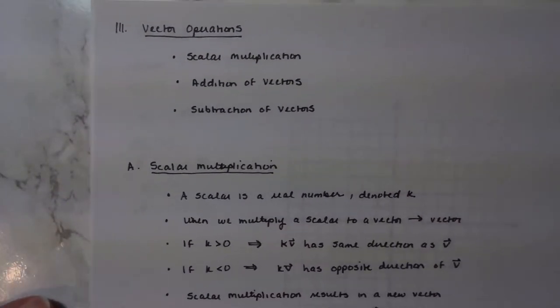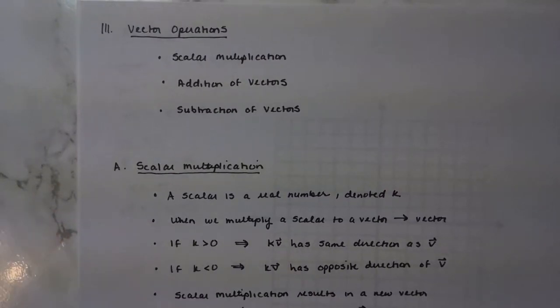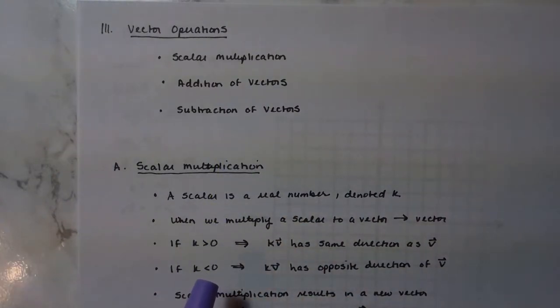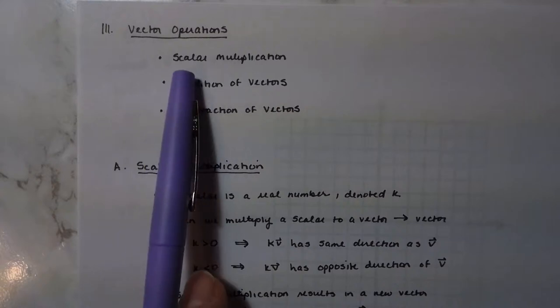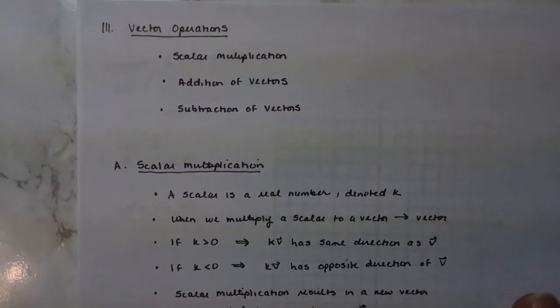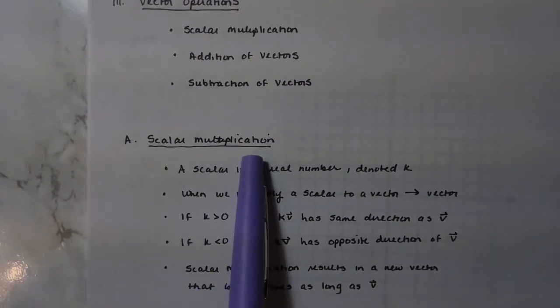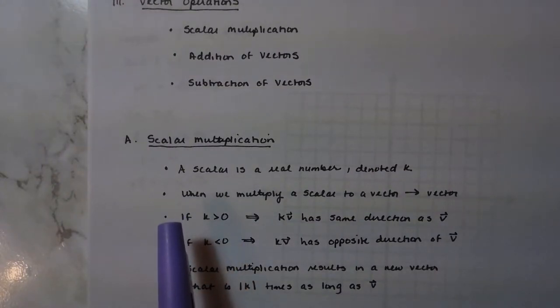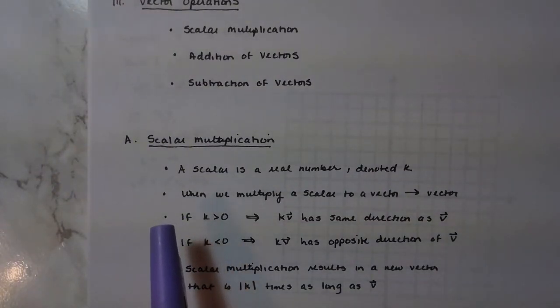What you're mainly going to be dealing with is you are going to have to find the component form for sure. That was big for semester review topics, but also vector operations. So in other words, you're going to have to multiply, add, and subtract vectors. Those are the three operations you're going to work with. So let's start with multiplication because it's the easiest. So scalar multiplication. A scalar is just a number, a real number, okay? Like 3 or something.